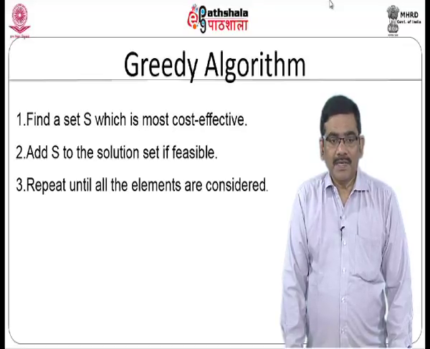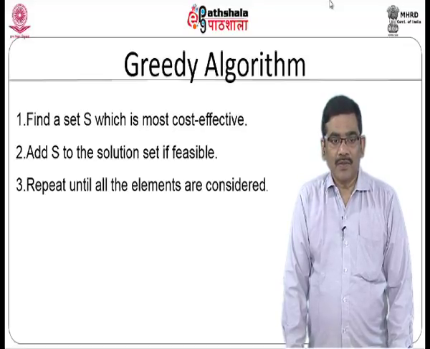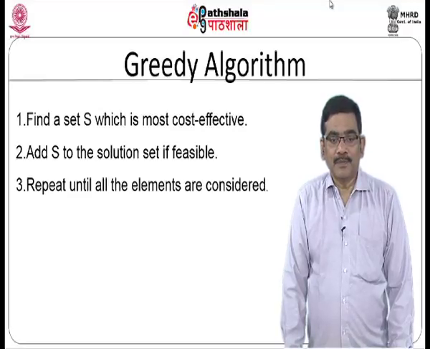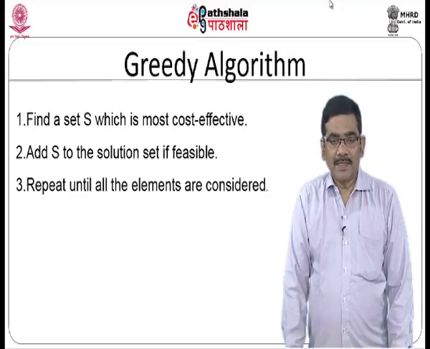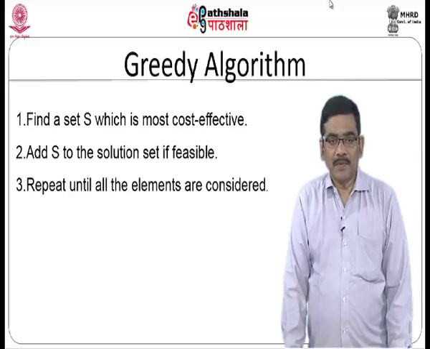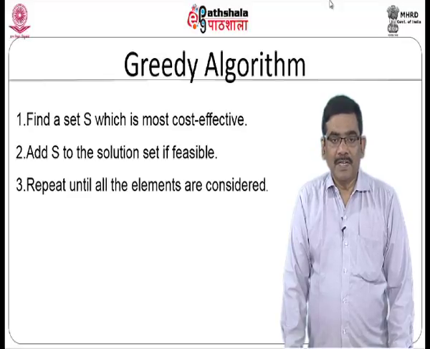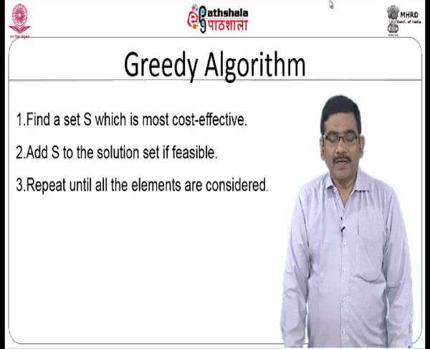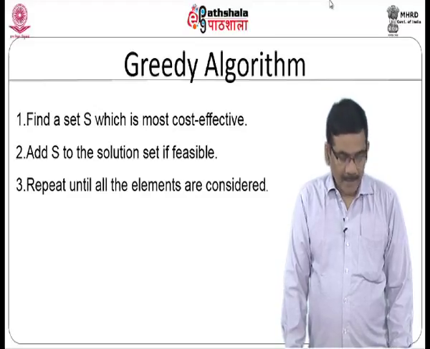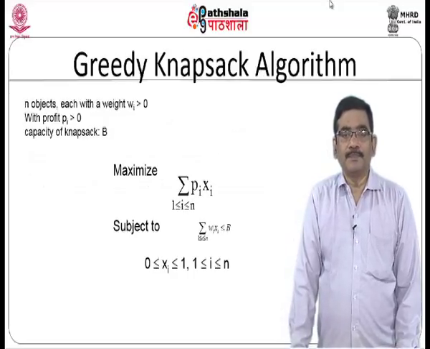You can see the procedure: find a set which is cost effective. So, add S to the solution set if feasible, then you try to repeat till all the elements are considered. So, you can see the steps are: you have a selection procedure, then you have a feasibility check, then if the solutions are feasible, you add that into the solution set, and finally you have the solution check whether all the elements are considered or not. If so, you try to exit.